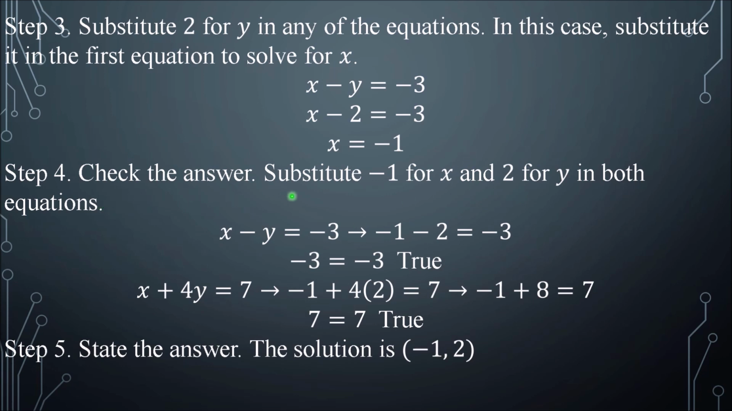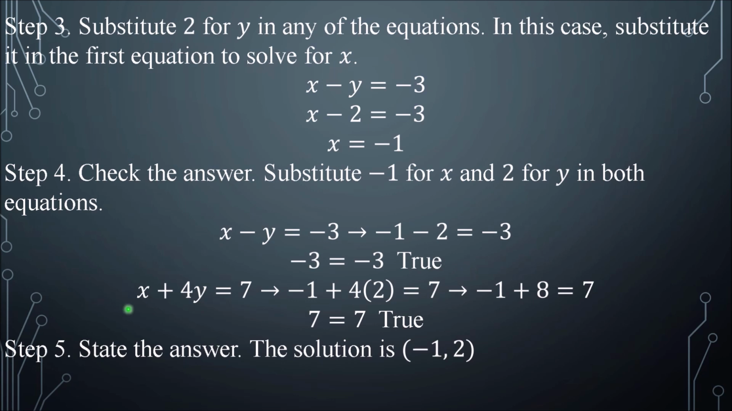Now check the answer. Substitute negative 1 for x and 2 for y in both equations. So x minus y equals negative 3. That's the first equation. We substitute the coordinates. Negative 1 minus 2 equals negative 3. Negative 3 is equal to negative 3, which is true.